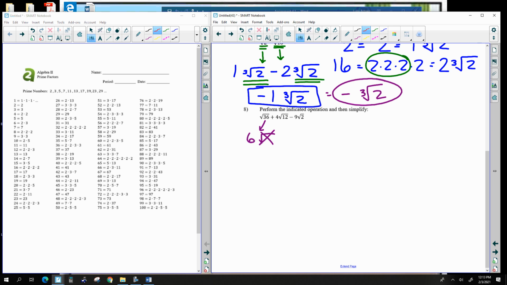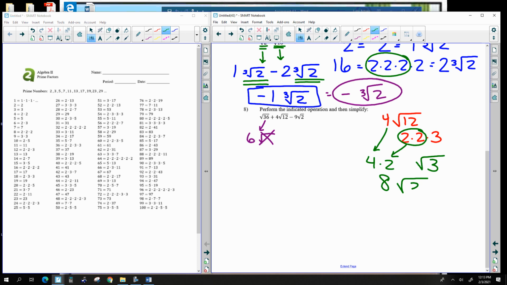Okay, here we have 4 root 12. The number 12 is 2 times 2 times 3. Because this is a square root, that means a 2 goes on the outside and a 3 is left over. Notice that there's already an outside 4. So again, if there's multiple numbers on a side, you multiply. So this 4 root 12 is actually 8 root 3.